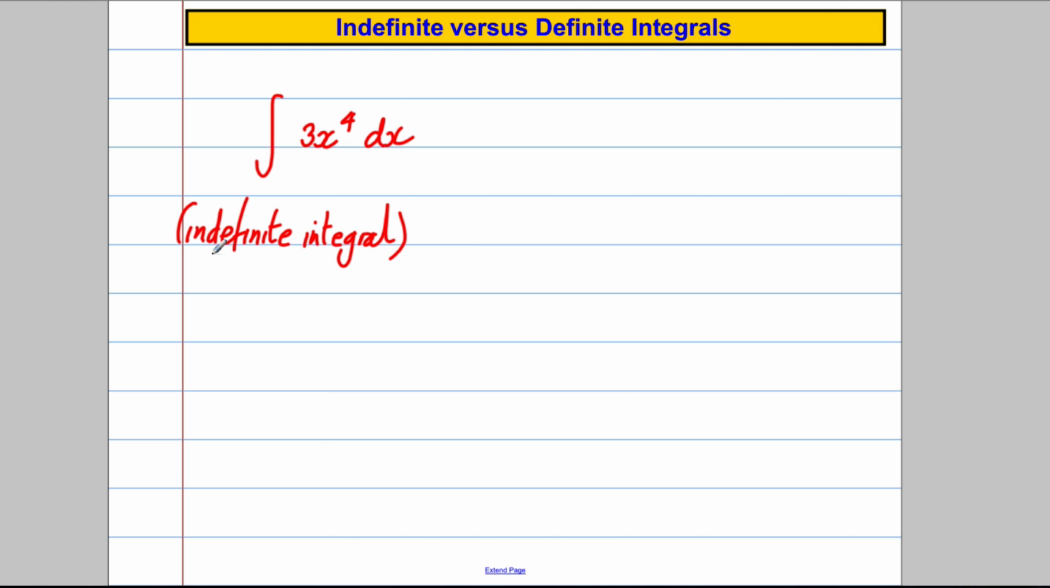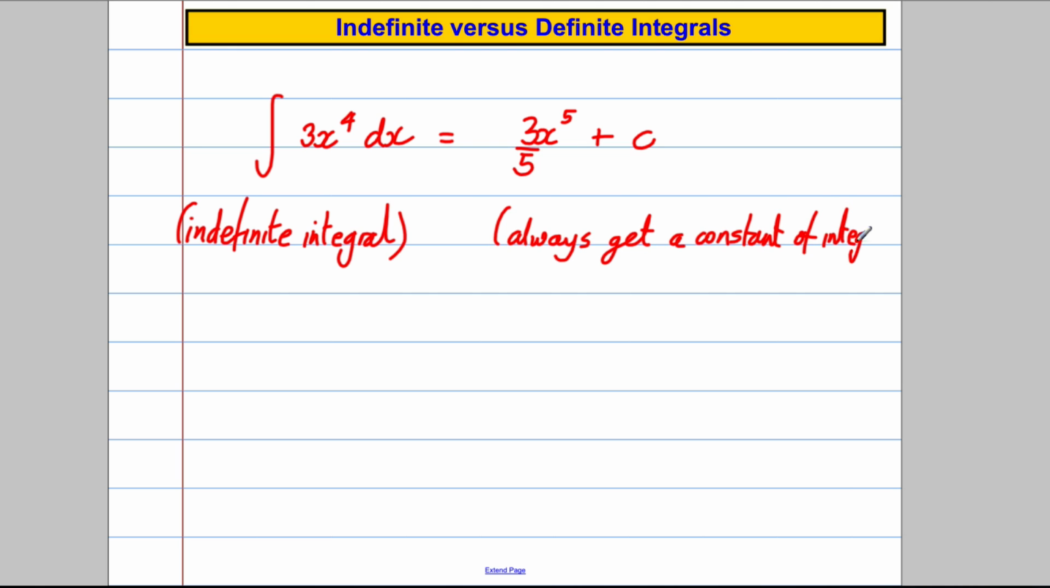And I will show you why it's indefinite by showing you what a definite integral is, and it's the opposite of that. So that's an indefinite integral. How would you do this? Well, you would add 1 to the power, so you would keep the 3x there, you would add 1 to the power, you would divide by the 5, and you would add a constant. With an indefinite integral, you always get a constant of integration.